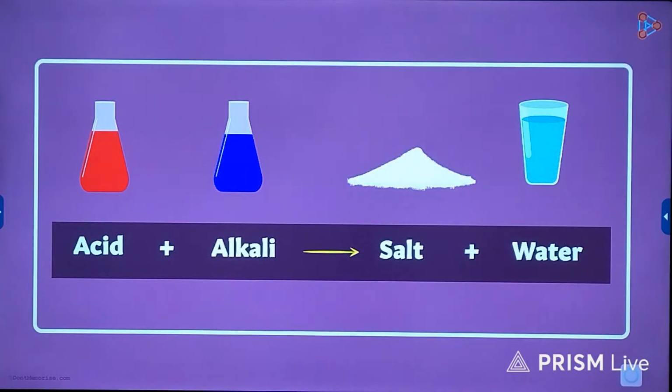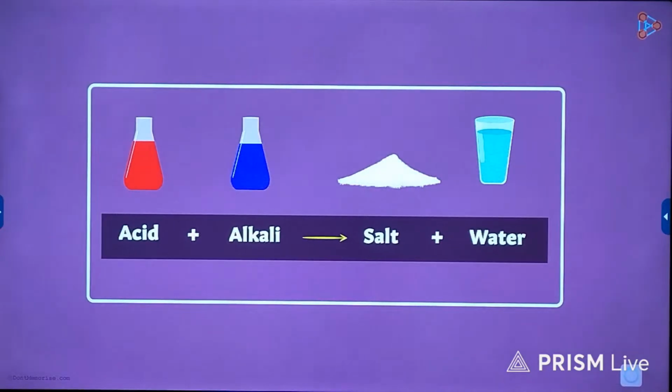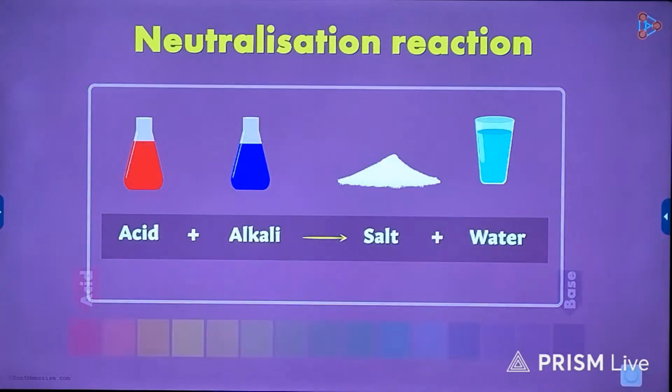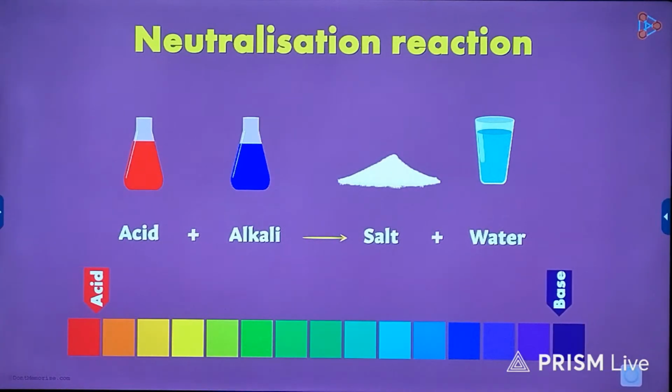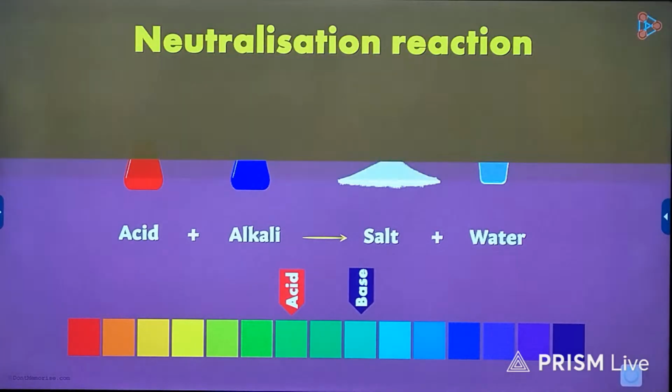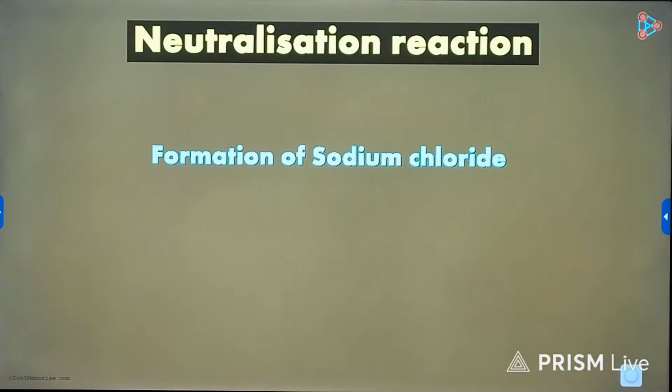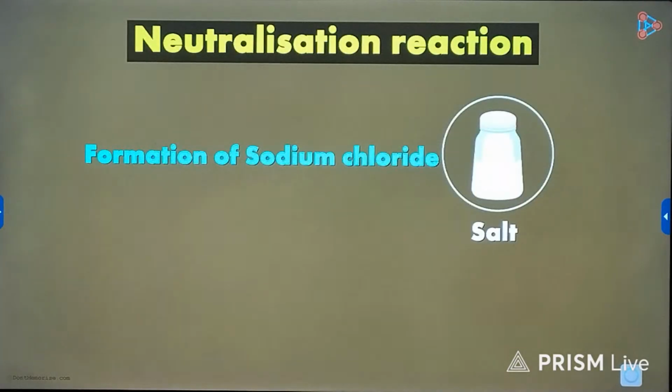And what is this reaction called? Does it have a specific name? Yes, it does. It's called a neutralization reaction. Here, the strength of both the acid and the base are lowered. They are brought to a neutral point where the intensity of the acid as well as the base are dropped lower. The best example to study a neutralization reaction is the formation of sodium chloride, or simply called common salt.